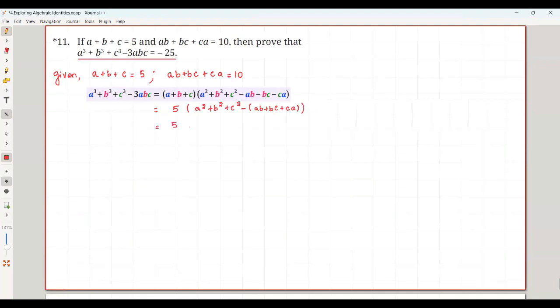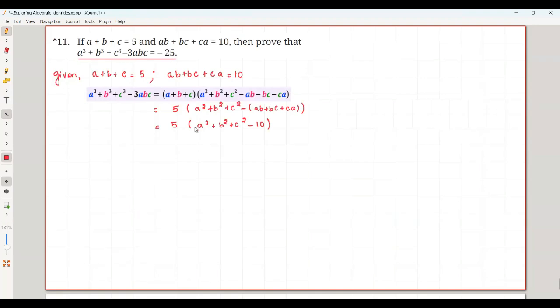So 5 into a square plus b square plus c square, minus, instead of ab plus bc plus ca is equal to 10, I can write 10. That's it. So next, we have to prove that a cube plus b cube plus c cube minus 3abc is equal to minus 25. We have to prove it.